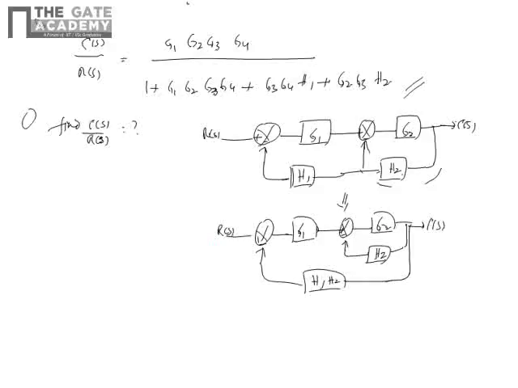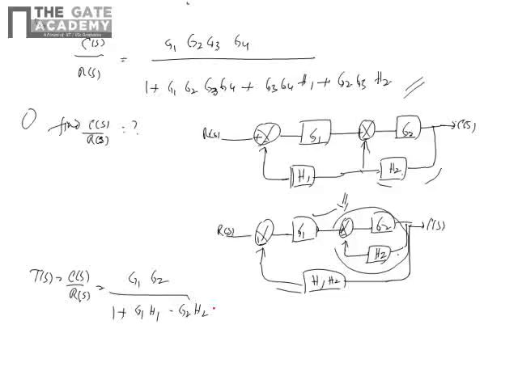Okay, now you find out g2 by 1 plus g2 h2, which is a closed loop, this one. Then multiply with g1, then finally close the loop with h1 by h2. Yes, so you will get the answer Ts equal to Cs by Rs, that equals g1 g2 divided by 1 plus g1 h1 minus g2 h2. So this is the answer for this problem.